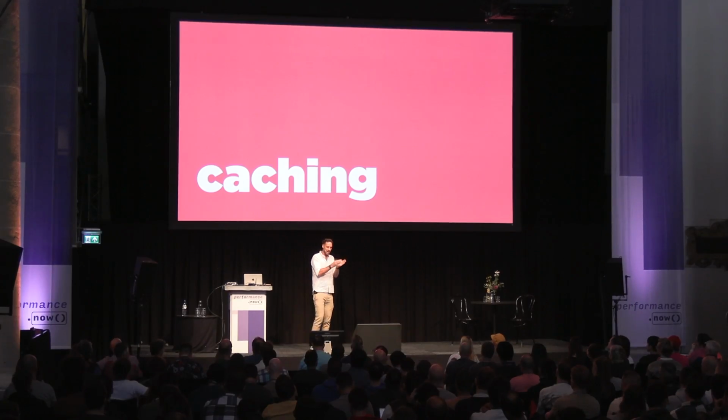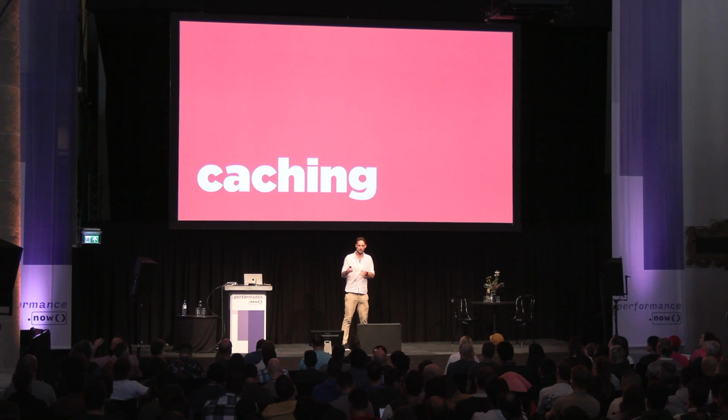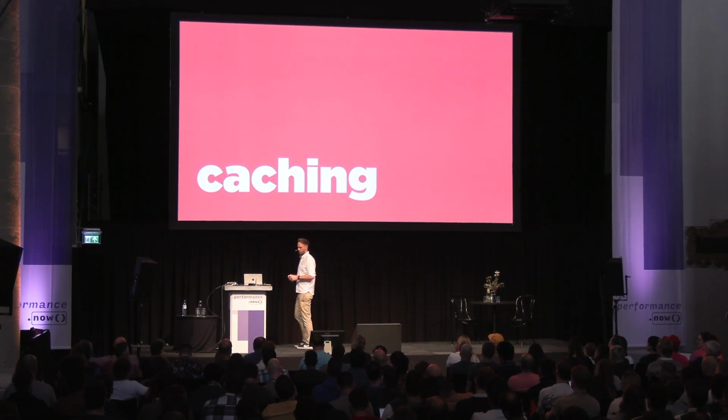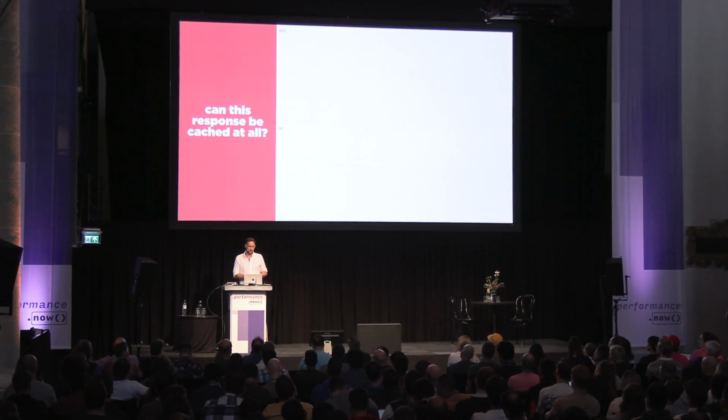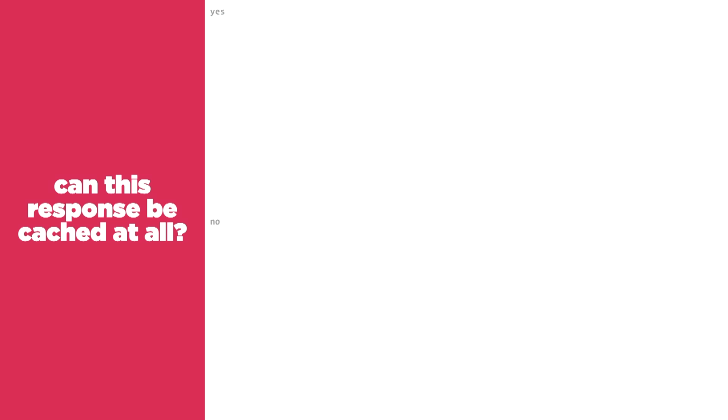What we're going to do is solve our caching headers by looking at different scenarios. If the scenario is X, what header would I need? That's how this next section is going to work. We should have enough time for it. The question is, can this response be cached at all? If yes, what header would we expect? And if not, what header would we expect?